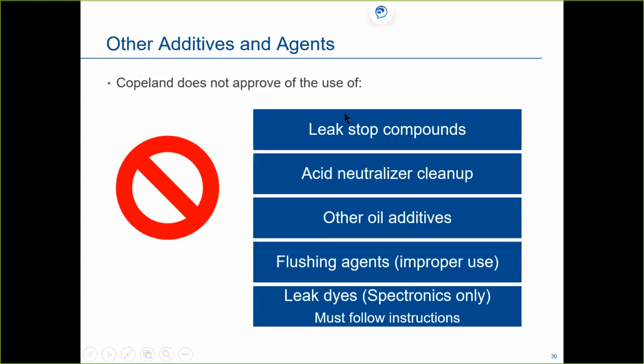Other additives and agents, again, Copeland does not approve of the use of leak stop compounds, acid neutralizers, cleanups, other oil additives, flushing agents. Improper use, leak dyes, Spectronics only, must follow instructions. What they're saying there is if it says a quarter of an ounce per so many pounds of refrigerant, you have to do it that way, okay?